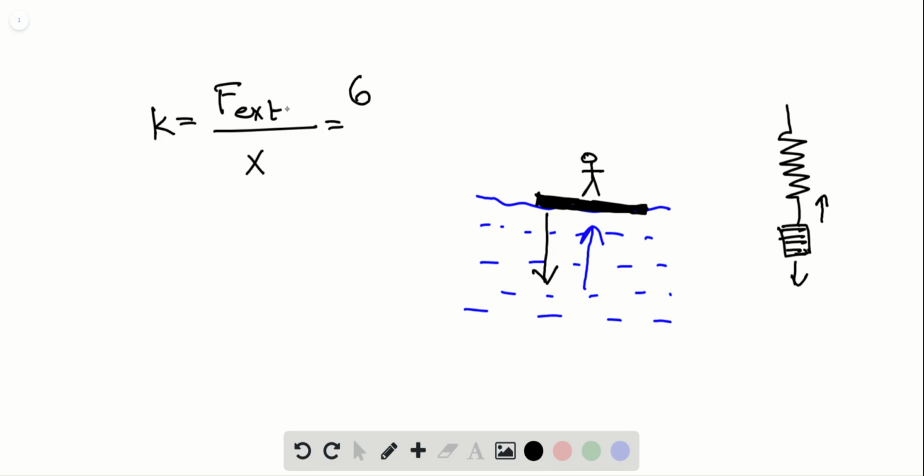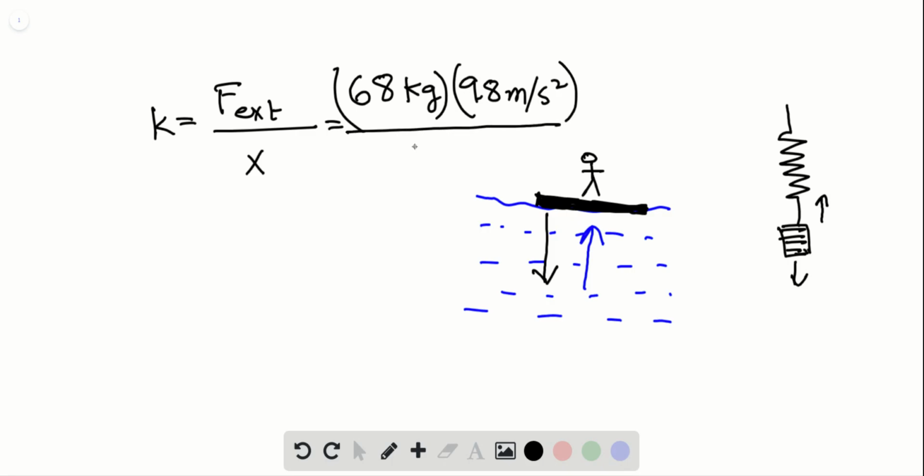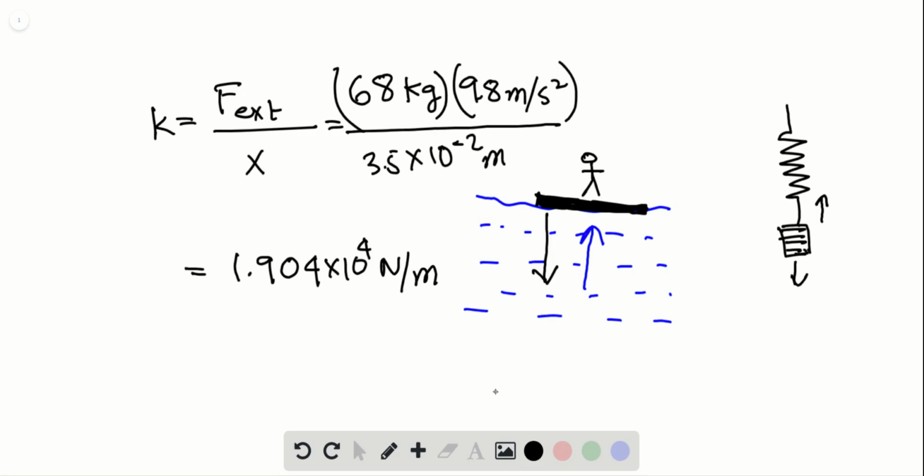So using the given information, we know that the external force will be m times g. So m is the mass of the man, which is 68 kg, times gravity, which is 9.8 meters per second squared, and we divide that by the displacement, which is 3.5 times 10 to the power negative 2 meters. So that gives us the spring constant as 1.904 times 10 to the power 4 Newtons per meter. So now we know the spring constant.